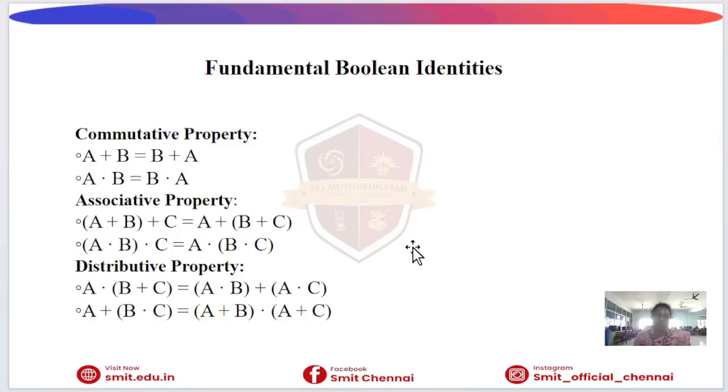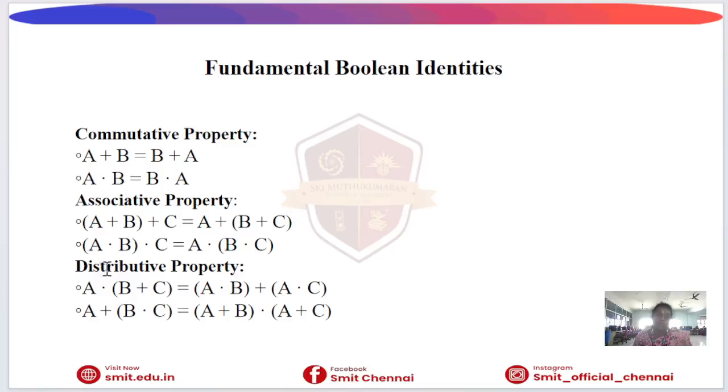So we have first the commutative property. In addition, A plus B is equal to B plus A. And for multiplication, A dot B is equal to B dot A. So the meaning is that a change in order does not affect the result. So 2 plus 3 is equal to 3 plus 2. So that is the meaning.